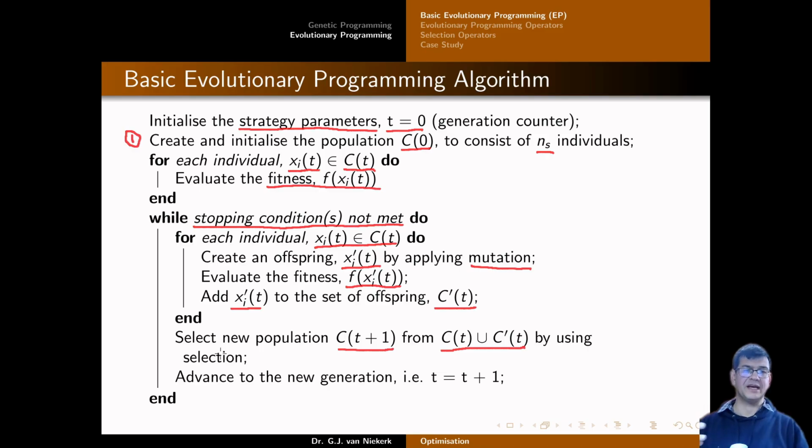And that could be rank-based, proportional-based, or even tournament selection, in order to select from that superset the set of individuals that's going to survive. Then, of course, we advance to the next generation, t equals t plus 1, and then wash, rinse, repeat. We go back to the top of the loop, and we keep on going until the stopping condition is met, and then we return the best individual as our solution.